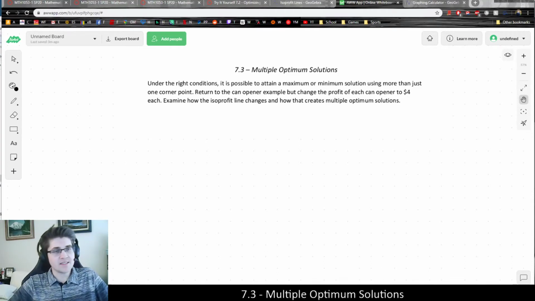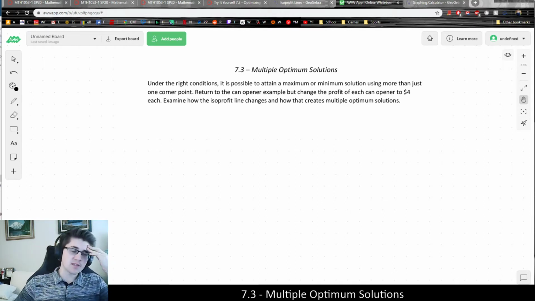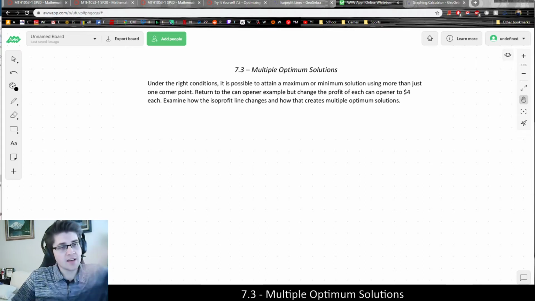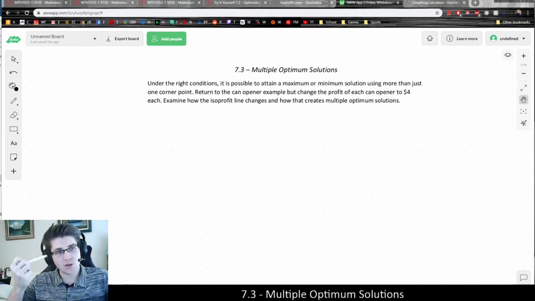Let's return back to the example in the textbook about trying to maximize the profit of electric can openers. What I wanted to present you with is the possibility of there being more than one optimal solution. In that example, we saw that one of those points, I believe point A, was the maximum point of intersection of the isoprofit line with the feasible region. But it is possible for your isoprofit line to have more than one intersection point with the corner points.